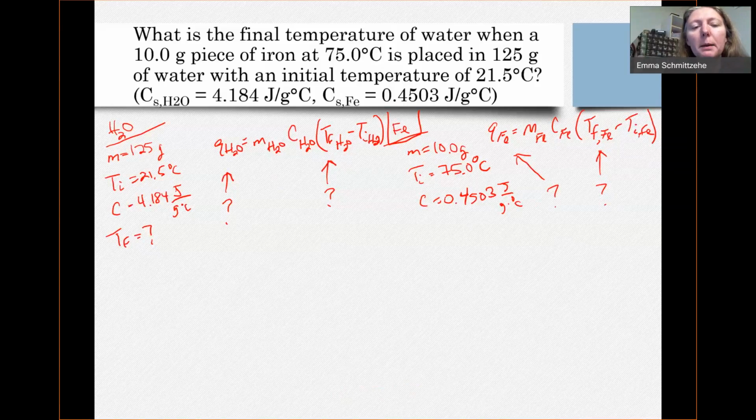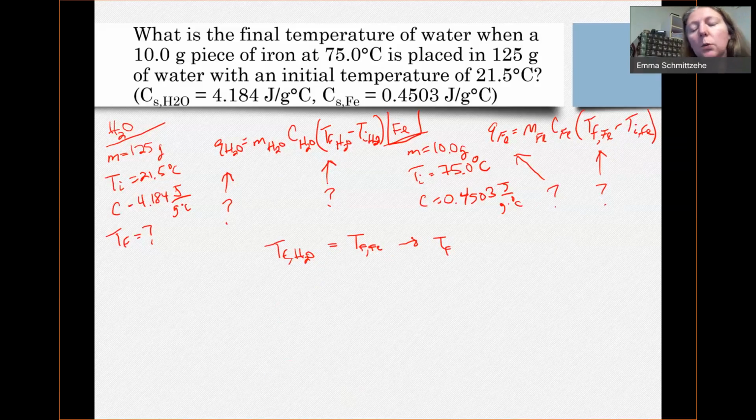So you have to remember that we're putting these objects together and they equilibrate in temperature. Okay, and so in reality, your TF of H2O is actually equal to TF of iron. Okay, meaning that that's all the same temperature. Okay, so I'm actually just going to change those out for just simply TF in the equation.